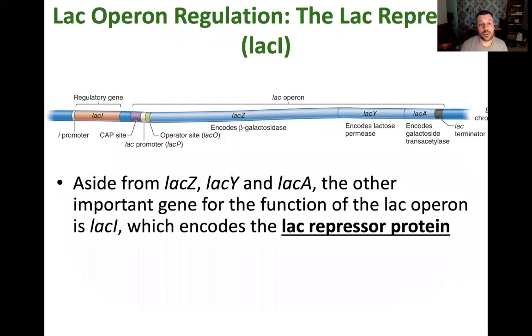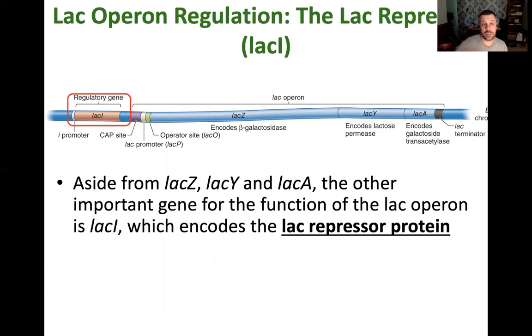Okay, so there are three genes involved in the Lac operon itself: Lac-Z, Lac-Y, and Lac-A. There is a fourth gene that is not technically part of the operon, but is essential for its function. And that is a gene that's shown on the left here. It's called a regulatory gene. It's called Lac-I. And what it encodes is a repressor protein.